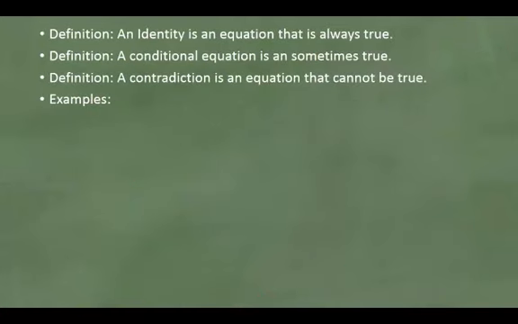An identity is an equation that is always true. So for example, an identity would be something like 2 is equal to 2, always true. Or x plus 2 is equal to x plus 2, always true. A conditional equation is an equation that is sometimes true. So a conditional equation would be something more like x plus 2 is equal to 5. That's not always true. It's only true when x is equal to 3.